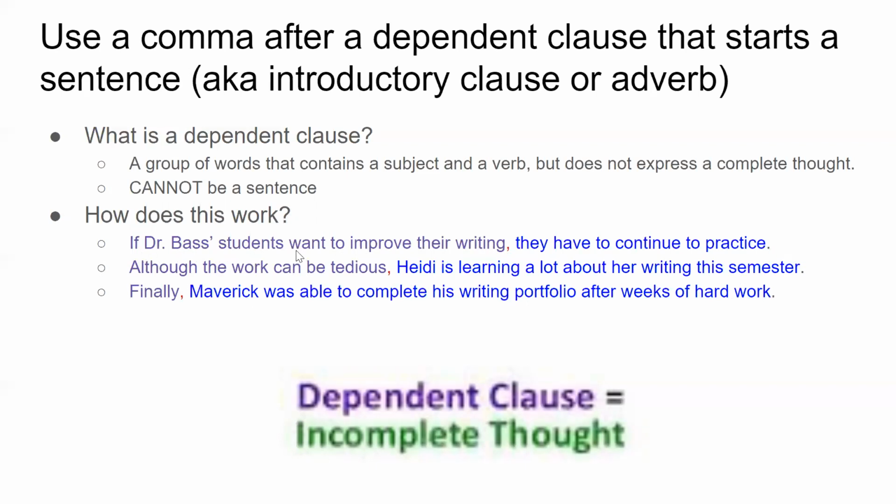If you find yourself reading part of a sentence and then taking a short pause before you read the rest of it, that means that you probably have an introductory clause at the beginning of your sentence, and you need to make sure that you have a comma after that.